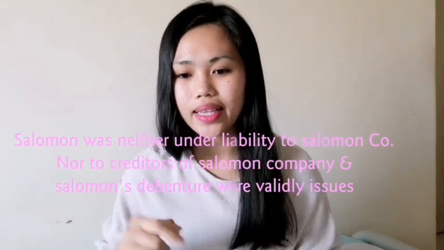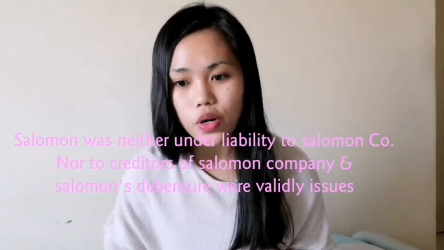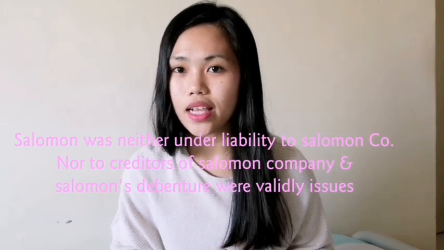The court held that Salomon was neither under liability to Salomon Company nor to the creditors of Salomon Company, and Salomon's debentures were validly issued. Therefore, what I can conclude is that the Salomon case is famously regarded as a landmark in the UK's company law, since this case established a fundamental principle of company law. According to the Salomon case, a company is both an association of its members and a legal person separate from its members and directors or officers.